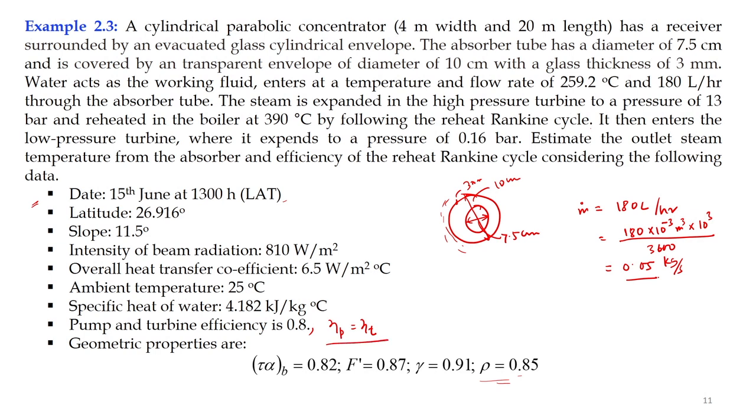And this is the beam radiation IB, and the overall heat transfer coefficient is given as 6.5. And we have omega given as 13 hours. So 1 hour, our angle is 15 degree, and forenoon is positive, afternoon is negative. So 13 hours means it is afternoon, and this 1 hour is 15 degree, so it is minus 15 degree.